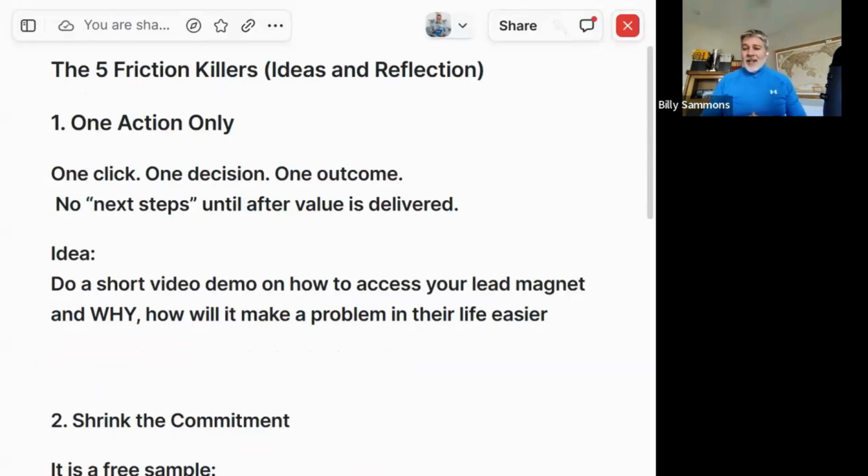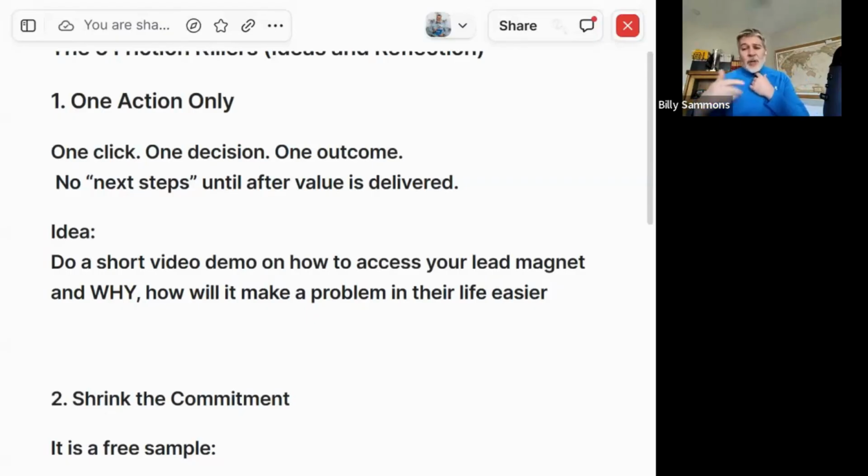When you make it multi-step, you're creating the friction that they're not going to bother. If you make it any degree of difficulty aside from just feeding it to them, you're doing yourself a disservice. So remember, we go over the problem, we go over why it's a problem, and then we go over the idea.